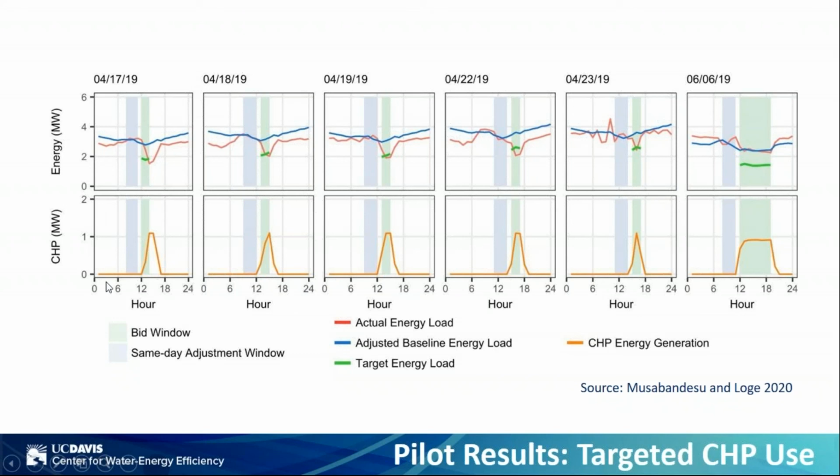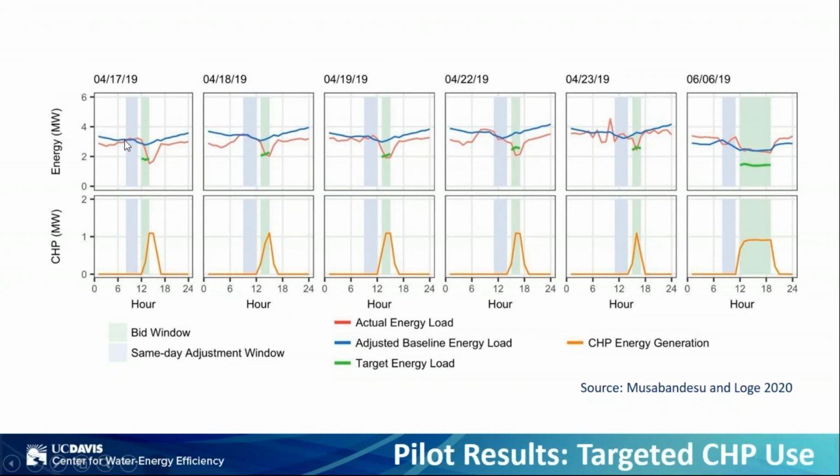So as you can see, the CHPs were generally able to target that bid window, but there was some difficulty in getting it exactly accurate because of ramping periods particularly. And so the sustained meeting of the bid wasn't always possible. And you can see that there's a delay here and that the target was not always met.